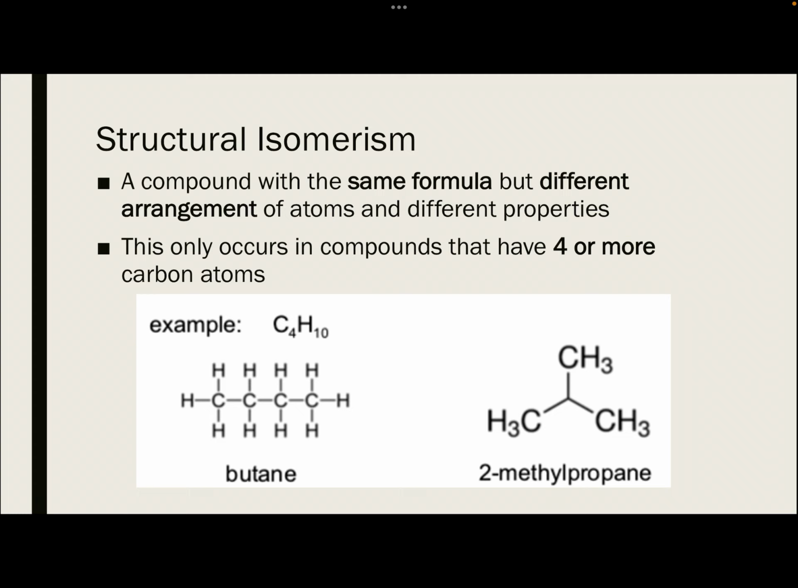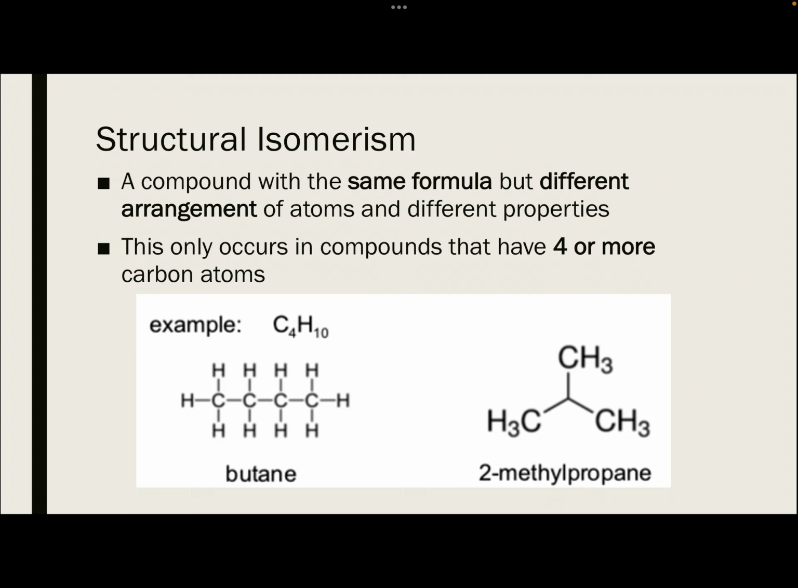So that's why the activity prior to this is having 2 different molecules. But once again, they're different, okay? Same formula but different arrangement. So this only occurs in compounds that have 4 or more carbon atoms, because if we have less, it's too simple and we can't do that. So it has to be 4 or more.